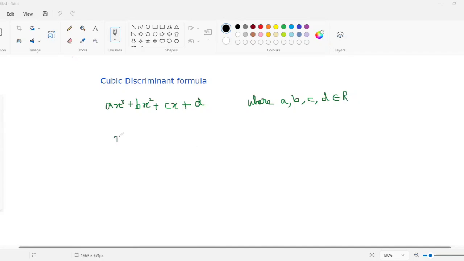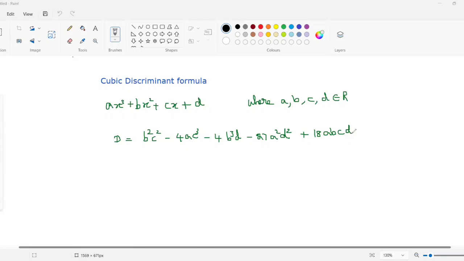The cubic discriminant formula says b square c square minus 4ac cube minus 4b cube d minus 27a square d square plus 18abcd. This is the formula. It might look very tough to remember.